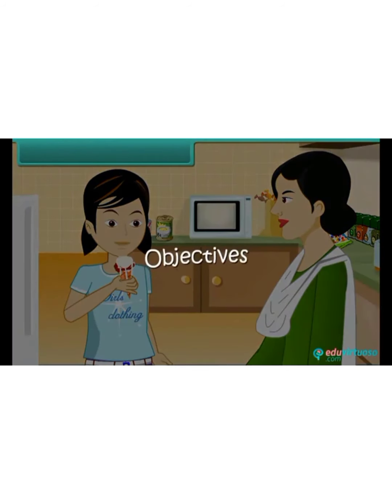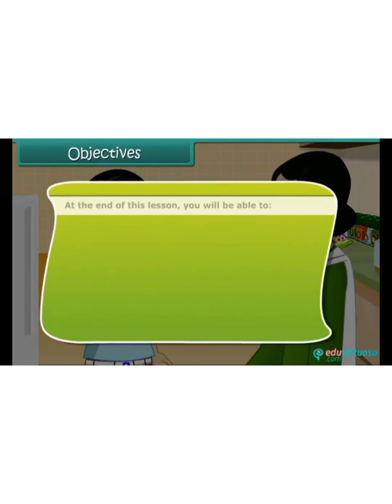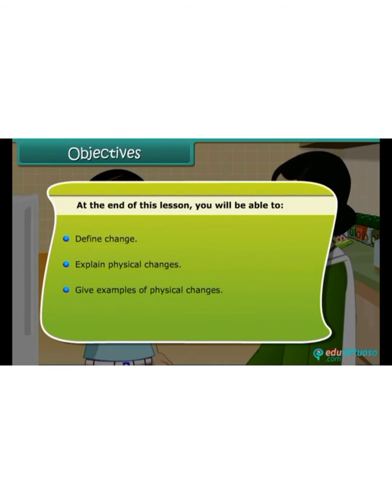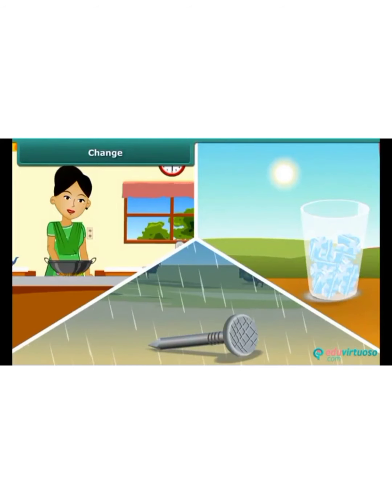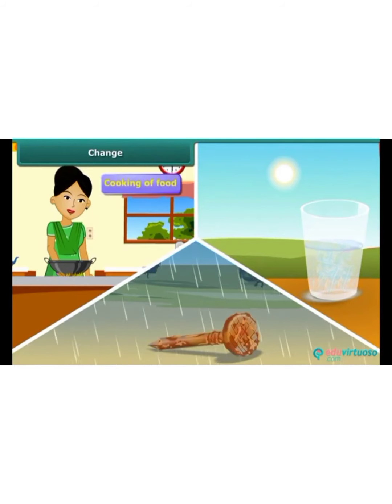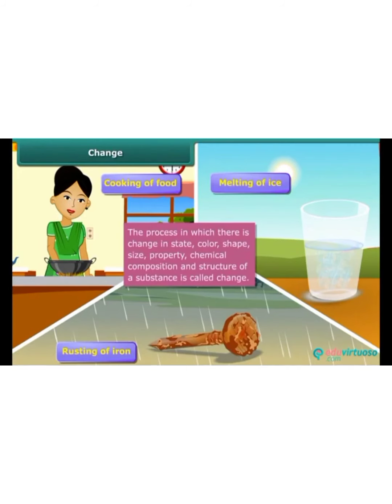Now we shall see the objectives of the lesson. At the end of the lesson, you will be able to know about the importance of physical changes, what is meant by physical changes, and the properties of physical changes. Now, we shall see some examples of physical change. The first one is cooking of food, the second one is rusting of iron, and the last one is melting of ice. Now, what is meant by change?